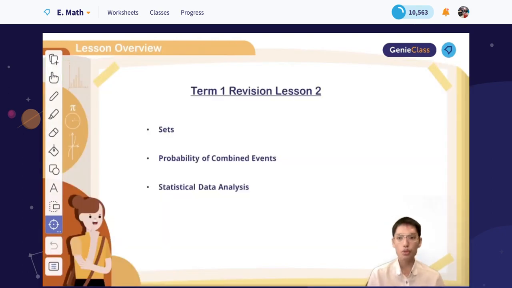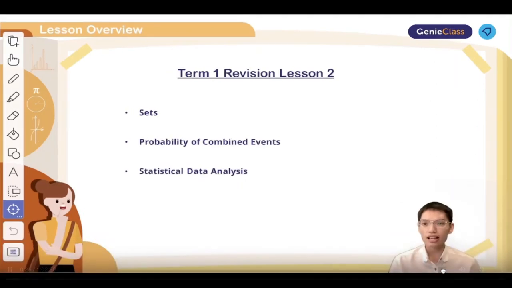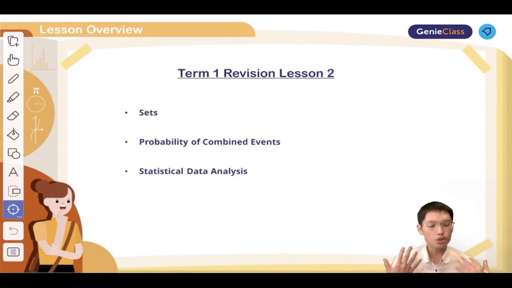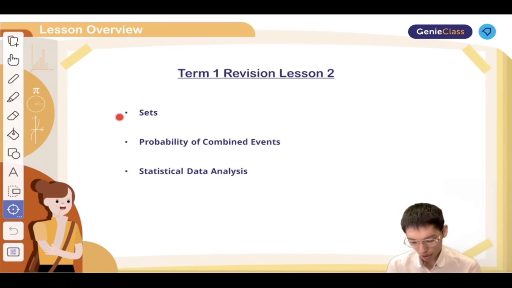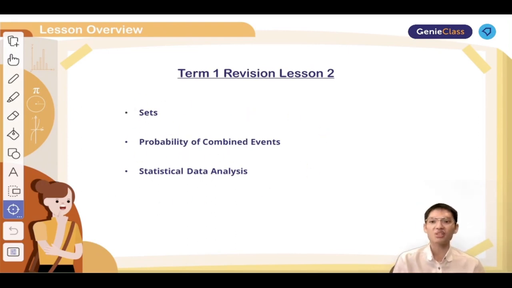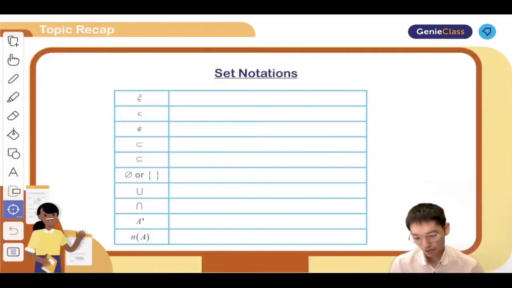So what are we doing today? For today's lesson, we are going to revise in the form of a mock paper, as said last week. For those who have not attempted the mock paper, it's okay. The questions will still be gone through in detail. We will be going through what we have revised or studied in the previous lessons: sets, probability of combined events, and lastly, the core of your statistical data analysis. So let's get to it and start with a few revisions.